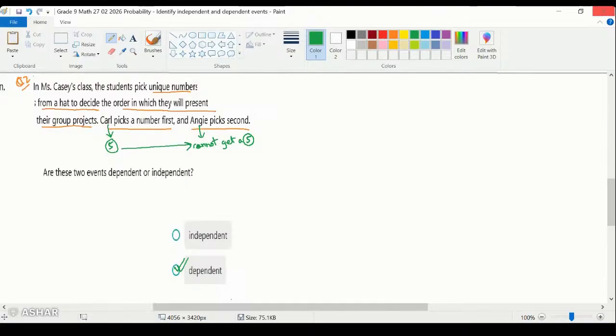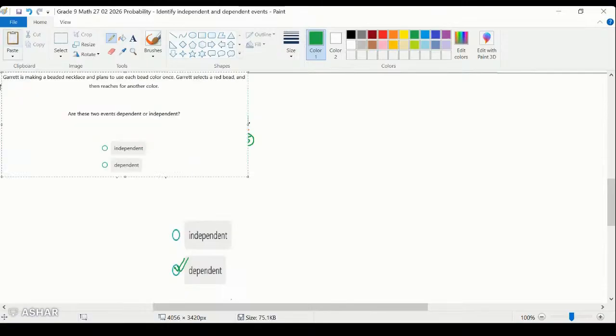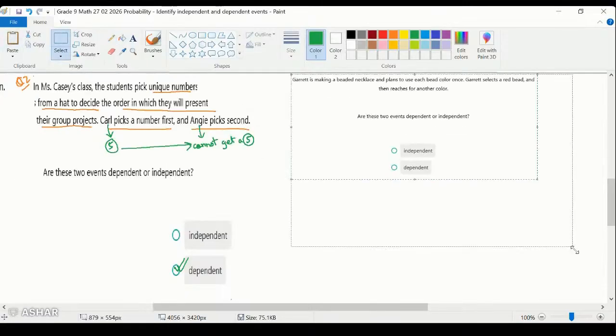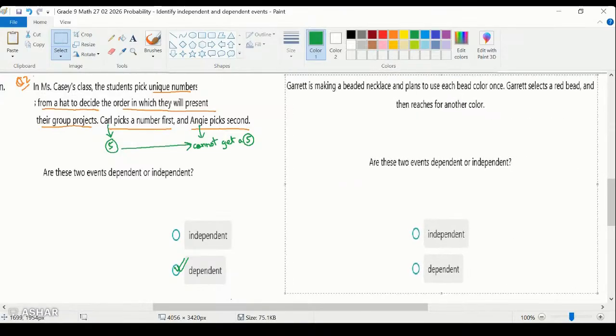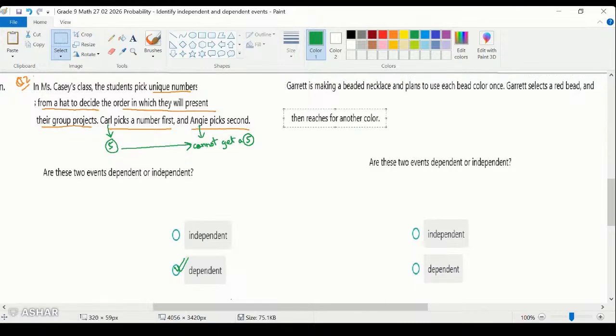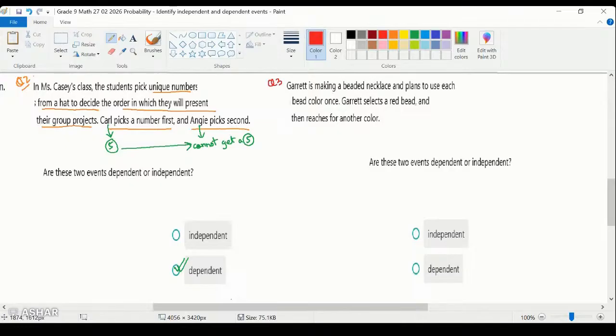Let's look at another example. Okay. The next example says Carrot is making a beaded necklace. We did a similar question. If he puts a condition, then it would not be possible, right? Okay, question number 3. Once he puts a condition, he is saying that one color can be used once only. So are these two events dependent or independent?